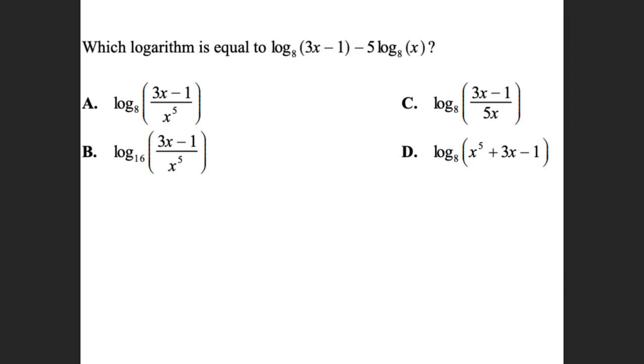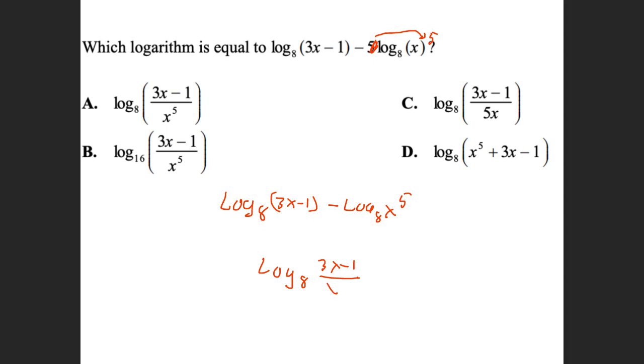So if I give you a problem like this, log base 8 of 3x minus 1 minus 5 times, oh, this one's a little tricky. That 5 in front, we have to get rid of that. We can't just leave that there. How do we get rid of it? Well, remember that rule that said we could bring an exponent down? Well, that means we can take it back also. So I'm going to put that 5 here. So my problem is log base 8 of 3x minus 1 minus log base 8 of x to the 5th. Well, it's a minus sign here, so I'm going to rewrite it as a single log. So that gives me log base 8 of 3x minus 1 over x to the 5th. And that would be my answer.